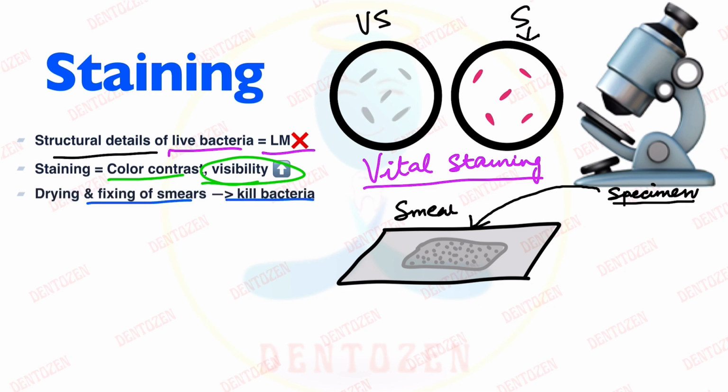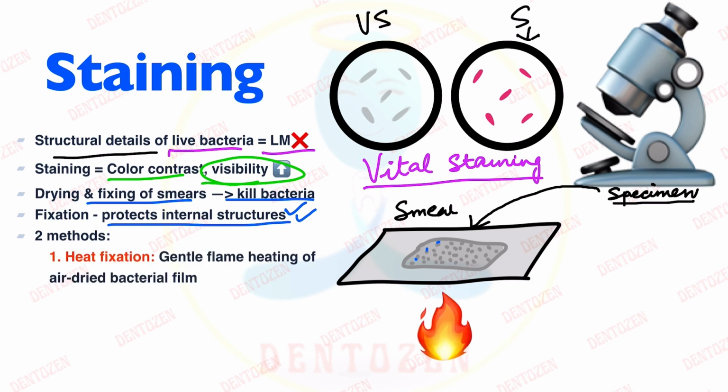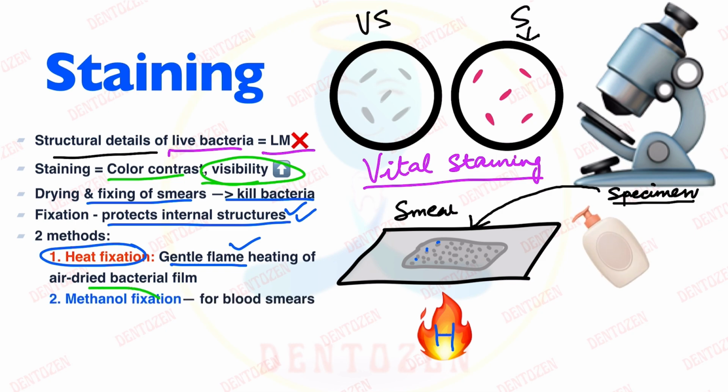So why is fixation done? It protects the internal structures so that we can see them clearly, and it prevents movement during staining. That is why fixation is important. We kill the bacteria. How is it done? There are two methods. First is heat fixation. We pass this smear gently over the flame, which will fix the bacteria to the slide. The second method is methanol fixation, where we use methanol to fix the smear, especially used for blood smears where our specimen is from the blood.